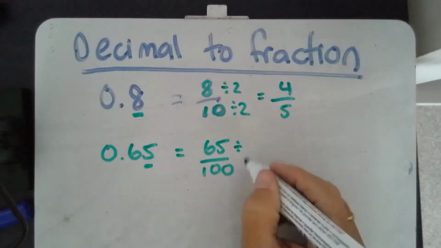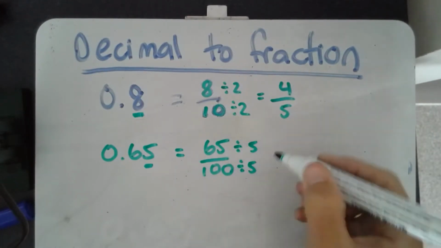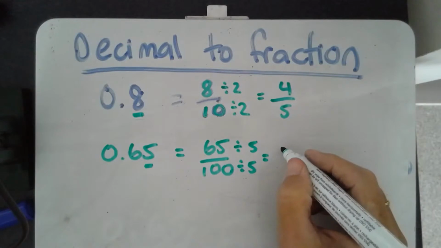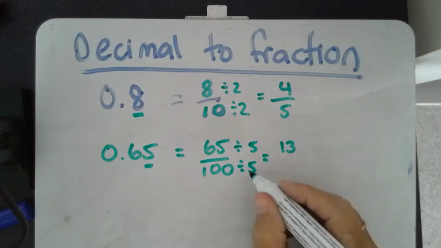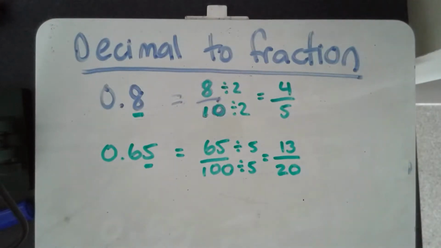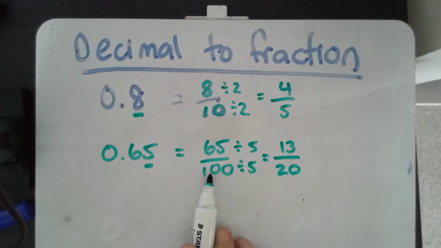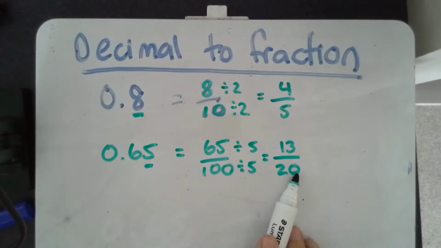Well, I think 5 would go into both of those numbers since they end in 5 and 0. 5 into 65 is 13, and 5 into 100 is 20. So 0.65 as a fraction is 65 hundredths, or simplified 13 twentieths.